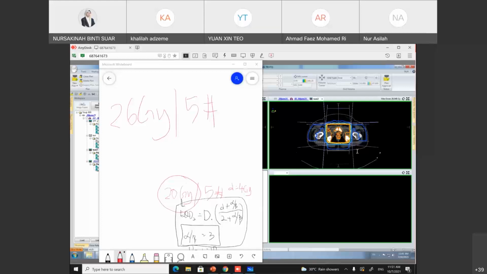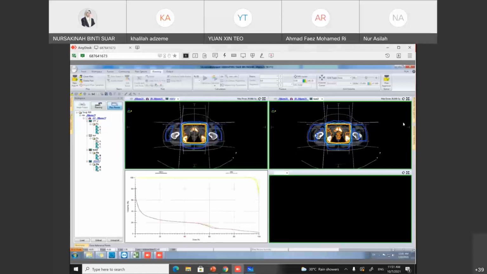So there's the equivalent dose. But for equivalent dose, we will pay more attention to the OAR. It's not the BED. It's not the tumor dose. Okay. Any other questions? Else I will move on to others. Okay, thank you, Miss.